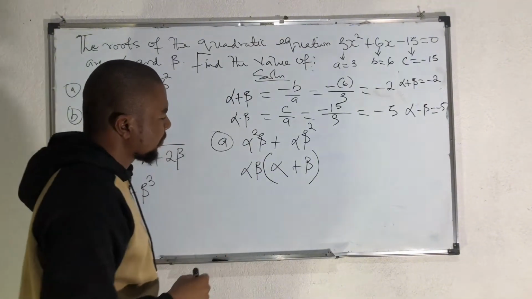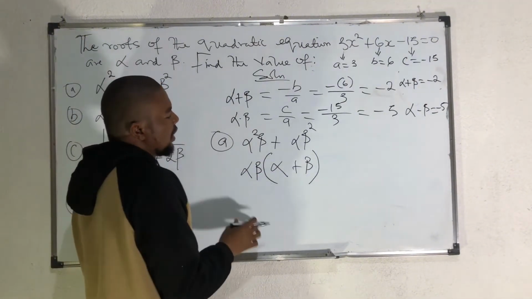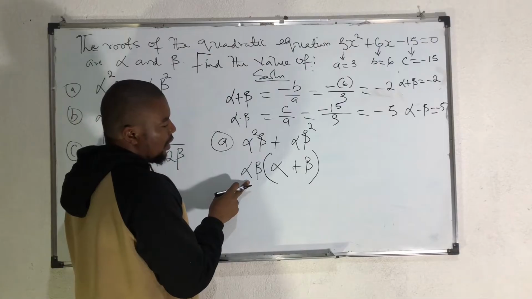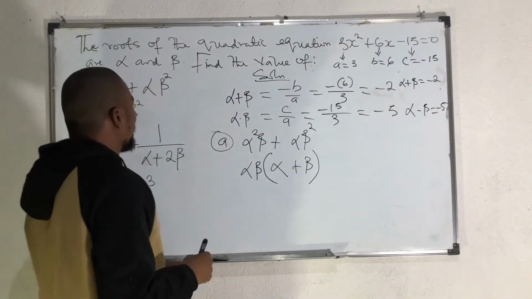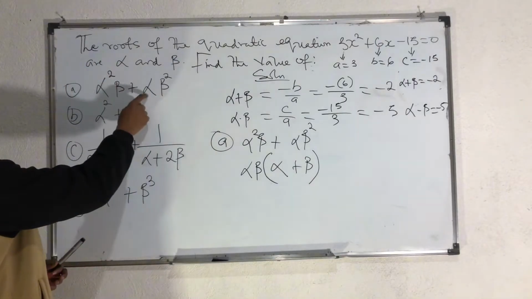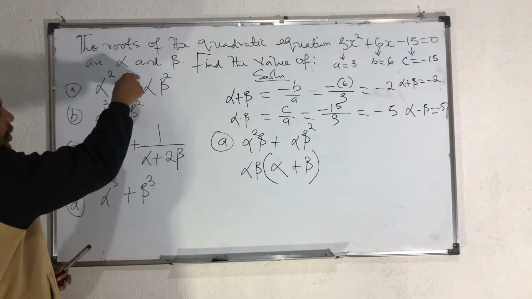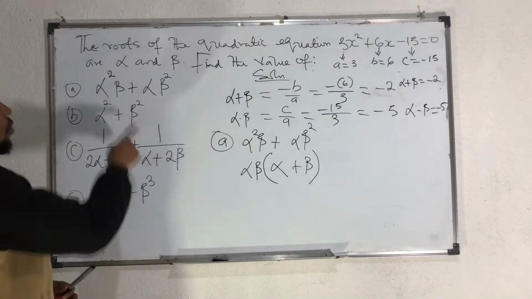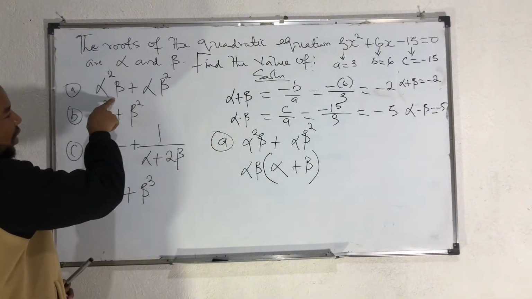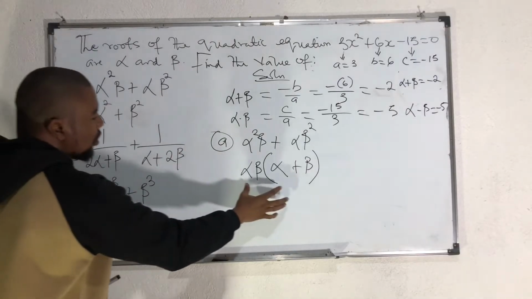Now you've seen we have something in the form of alpha plus beta and alpha beta, and this is what we're looking for. Remember, we transformed this function. Like I said, find a way to transform this thing so that it will look like this and this before you start solving. We have now transformed alpha squared beta plus alpha beta squared into this.